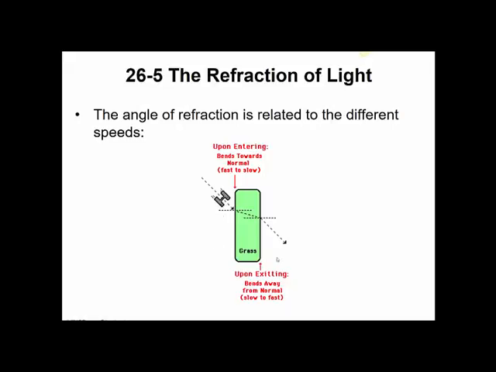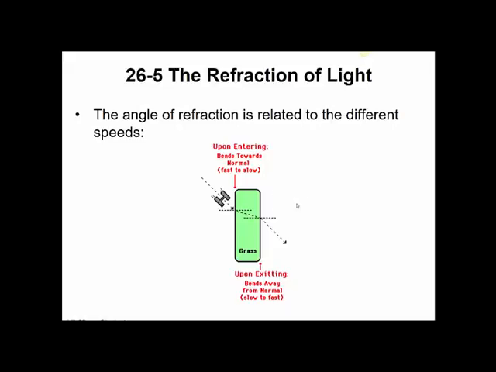When it returns into the air, it will speed right back up to 3 times 10 to the 8 meters per second. So if it enters at 30 degrees, it'll bend significantly, maybe down to even 19 degrees, and then it'll come back out at 30 degrees. This explains why when you look out a window, you can see pretty much exactly what is out there. The objects that you're looking at look identical. You don't have any distortion unless the glass is old and has warped.